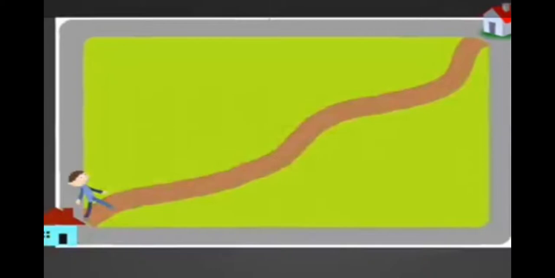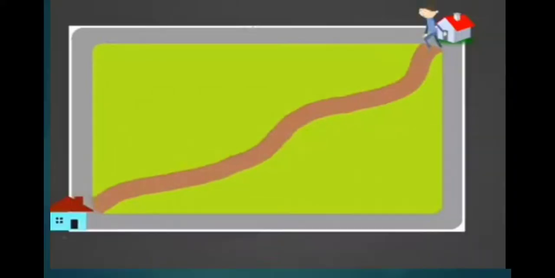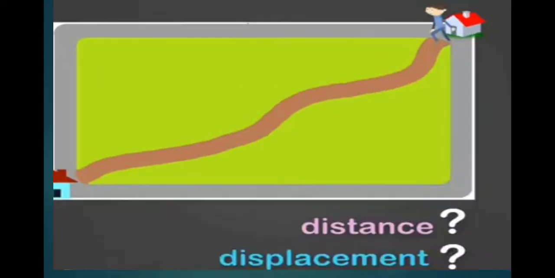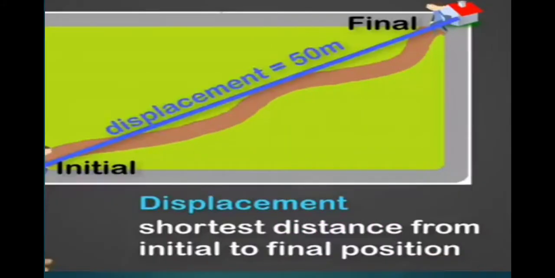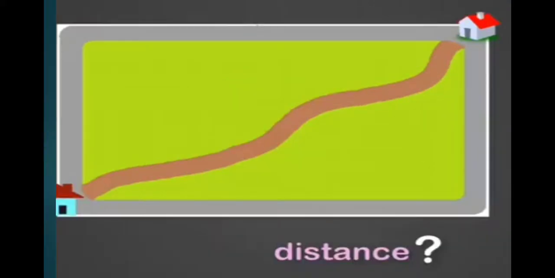Let's say there's a curved path along the park, something like this, and you walk to your friend's house along the curved path. What is your distance and displacement in this case? Displacement is easy because it is the shortest from your initial to the final position. So it's going to be 50 meters again. But how do you calculate your distance? How are you going to practically measure it? And it should be accurate.